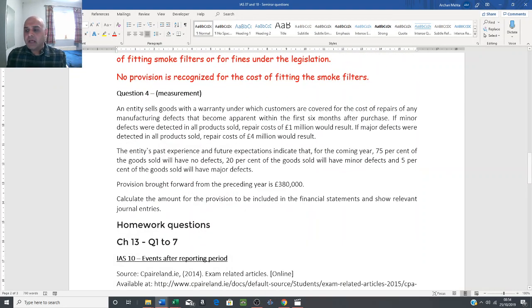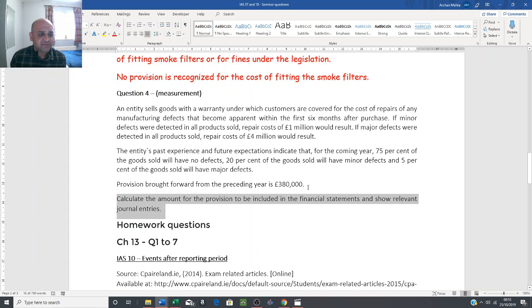Question 4 is about measurement now. Let's have a look at question 4, measurement, where there are multiple outcomes. In this case, we are required to calculate the amount of provision to be included in the financial statements and show relevant journal entries. An entity sells goods with a warranty under which customers are covered for the cost of repairs of any manufacturing defects that become apparent within the first 6 months. Sounds similar, doesn't it? It's similar to the first question.